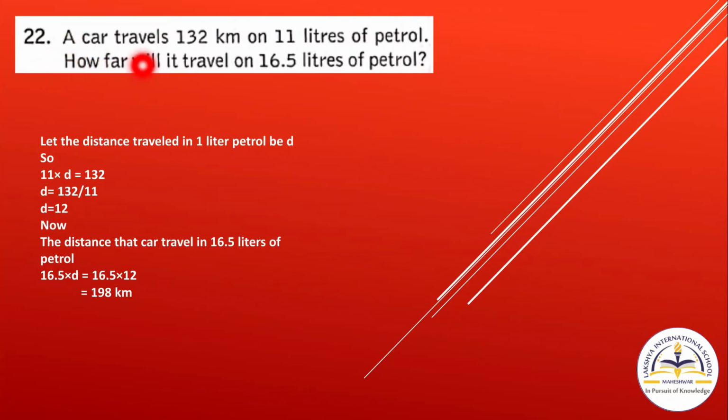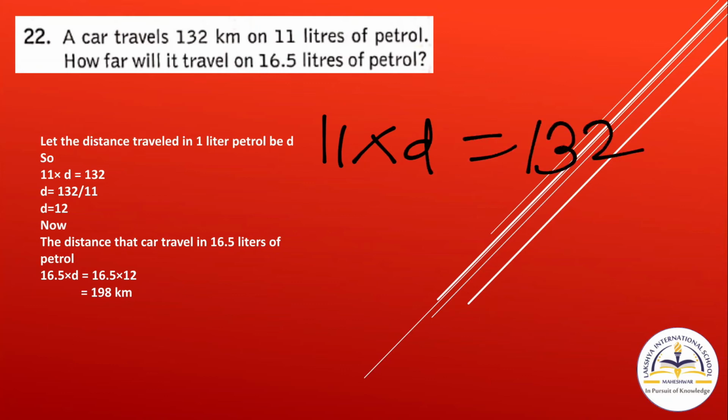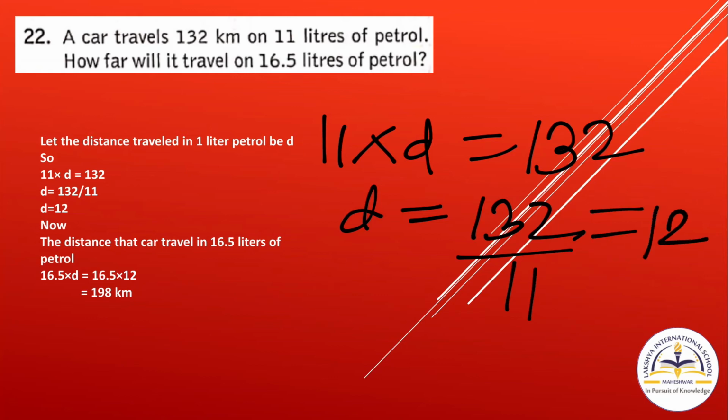A car travels 132 km on 11 liters of petrol. How far will it travel on 16.5 liters of petrol? Now let the distance traveled in 1 liter of petrol be d. So 11 multiplied by d equals 132 km. So d will be equal to 132 by 11. When you divide this, you will get 12.